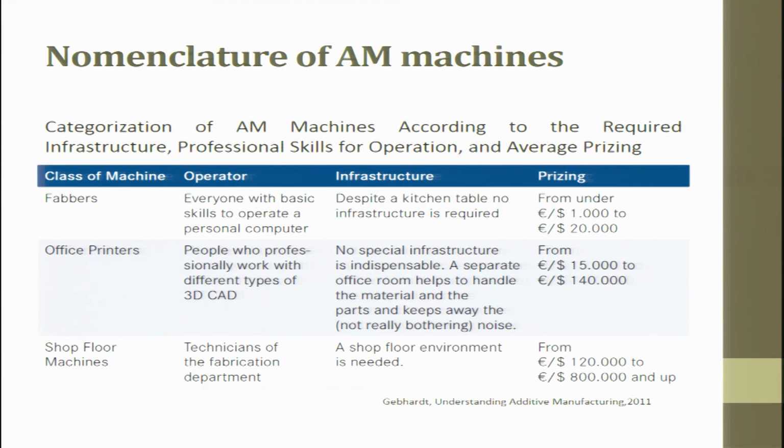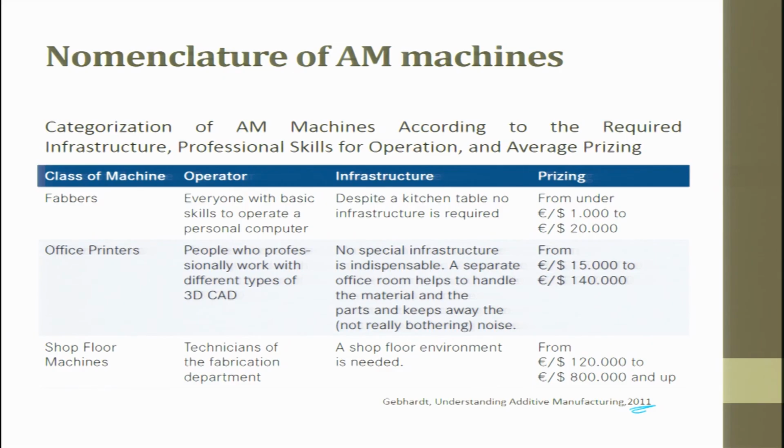So, here is a table which further categorizes additive manufacturing machines according to the required infrastructure, professional skill for operation and average pricing. So, these prices are all tentative. This was done in 2011. Today, of course, there are new machines getting added, but the classes are almost the same, and the operator skills are also getting shifted. That means to say, today artificial intelligence has become more handy and it has been customized for applications. So, the skill of a laborer is now being pushed towards the machine intelligence itself.